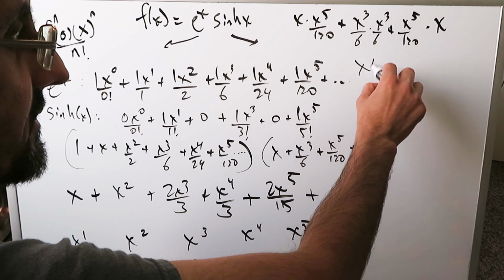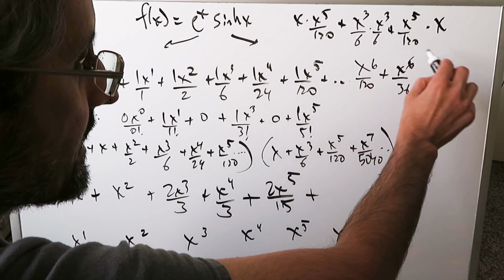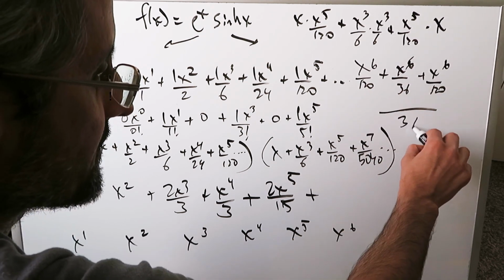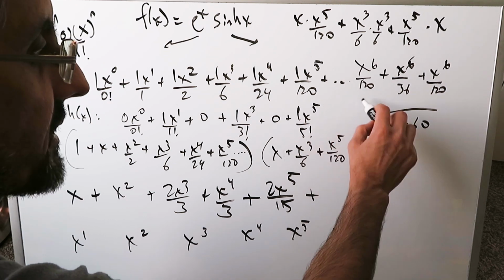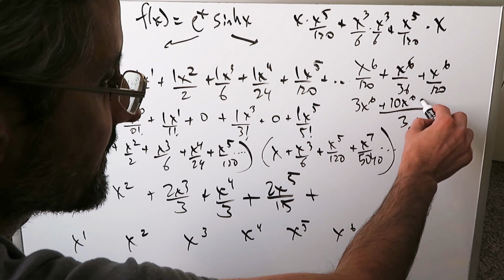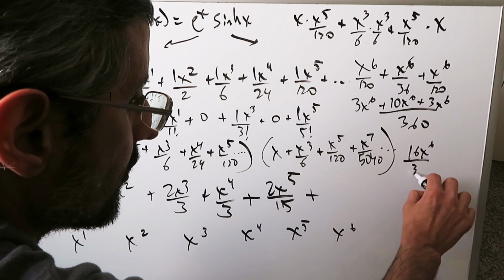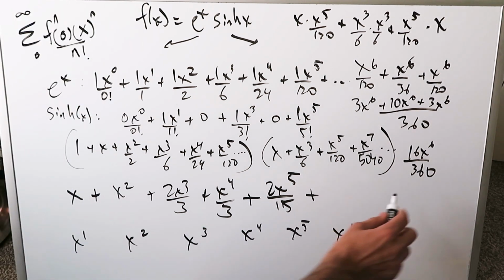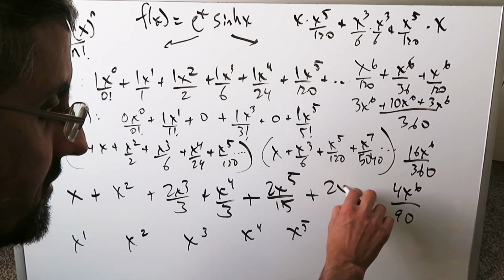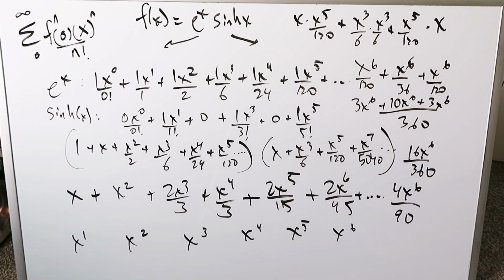Now bring them together. X to the 6 over 120 plus x to the 6 over 36, and lastly x to the 6 over 120. When you're looking at these numbers, you're looking at a 360 common denominator. 120 goes into it 3 times, 3x to the 6. 36 goes into it 10 times, 10x to the 6, and obviously this is the same, 3x to the 6. You have 16x to the 6 over 360, which you want to simplify. You will end up with 4x to the 6 over 90, but it can be simplified further, 2x to the 6 over 45, and that's your next term, and then obviously the series will keep going on.